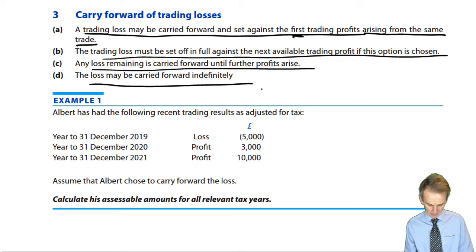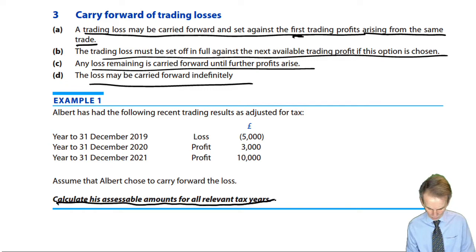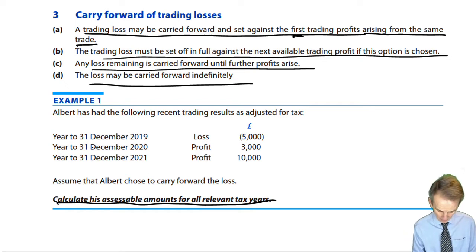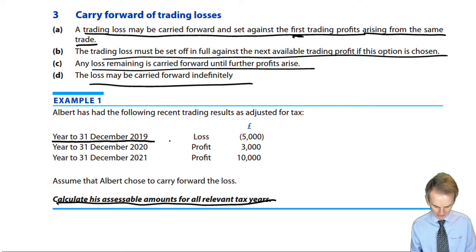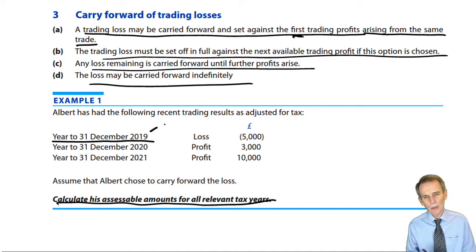Example 1, nice little simple example there in terms of calculate his assessable amounts for all relevant tax years. And what you have here is Albert has the following recent trading results as adjusted for tax. This is a normal continuing business that has been preparing accounts to the 31st of December in each year. And for the year to 31st of December 19, using CYB, in which tax year will those profits be assessed? If there were profits, the basis period year in December 19, that will be 1920. The problem is it's not a profit, it is a loss.